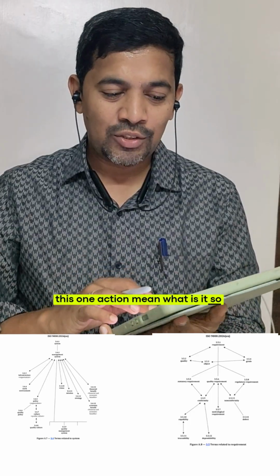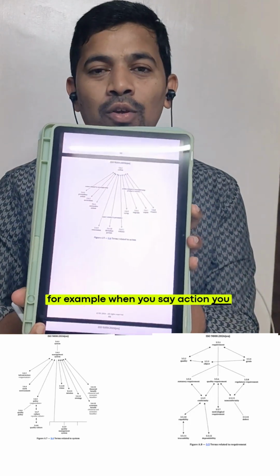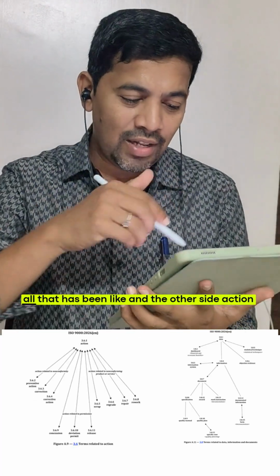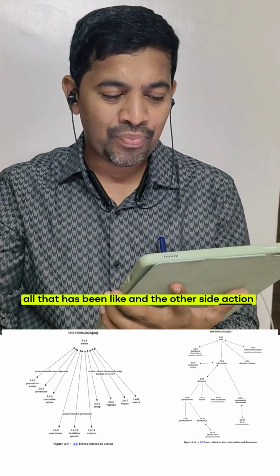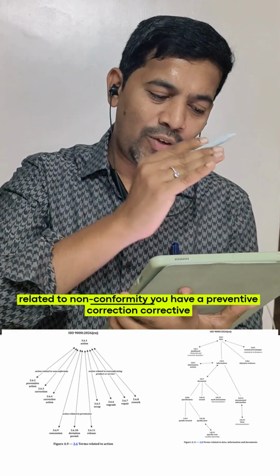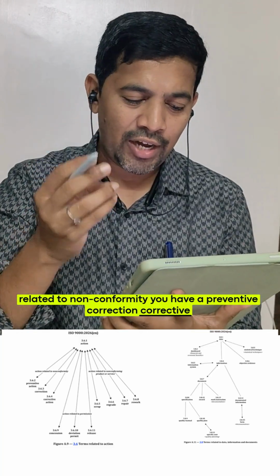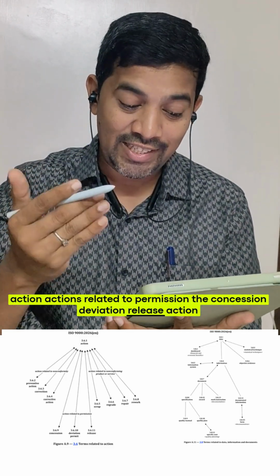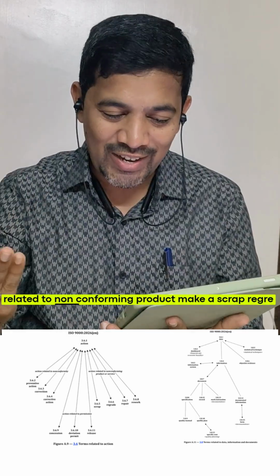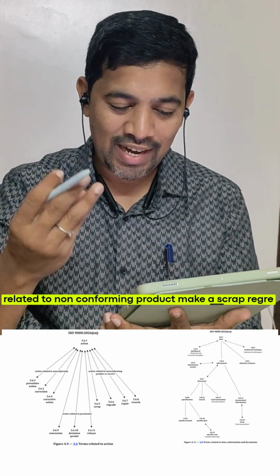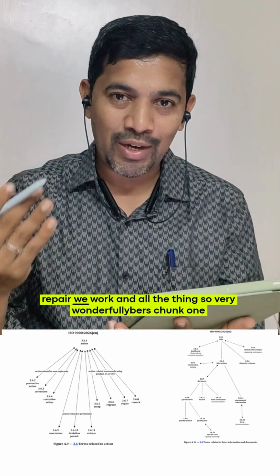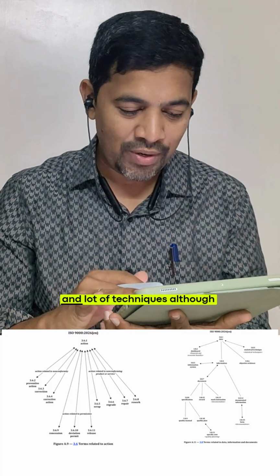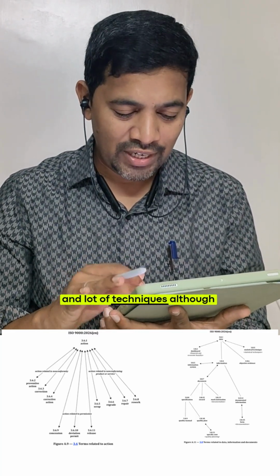What does action mean? For example, when you say action, you have corrective action, preventive action, general actions, all that on the other side. Action related to nonconformity: you have preventive action, correction, corrective action. Action related to permission: concession, deviation, release. Action related to nonconforming product, like scrap, regrade, repair, rework and all that, right? So it is very wonderfully explained in this one, and there are a lot of techniques.